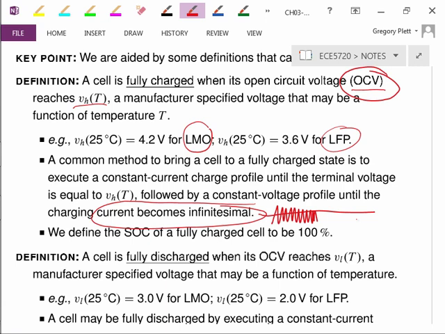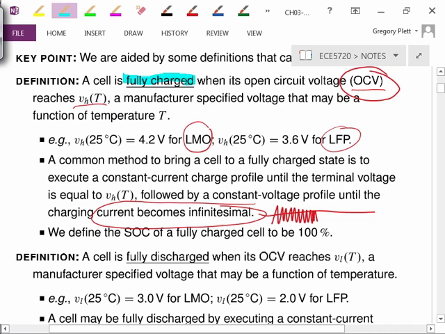We define the state of charge of a fully charged cell to be 100%. So this is the connection. Why do we need to know if a cell is fully charged? Because if I can achieve that state in a laboratory setting, then I know that that cell is at a state of charge of 100%. It allows me to calibrate a cell test at the 100% state of charge point.